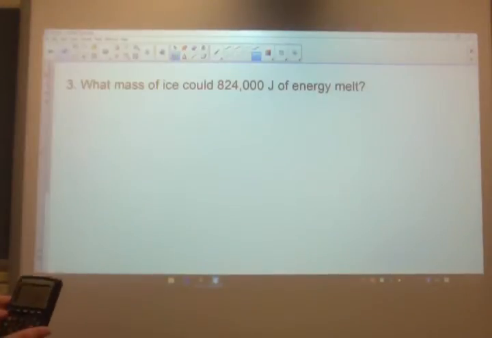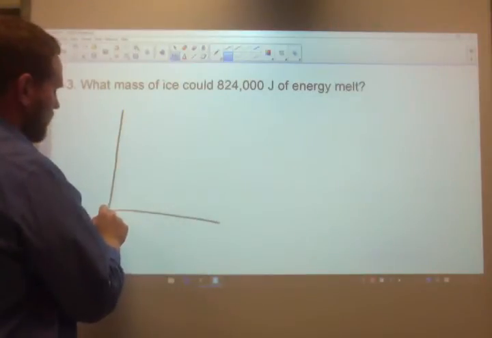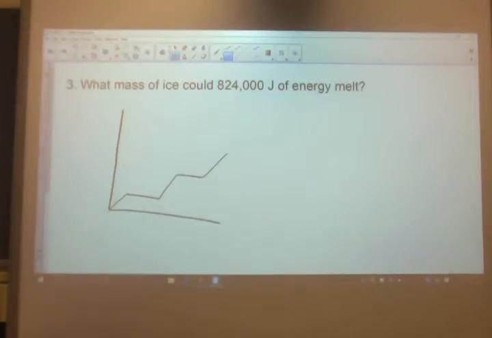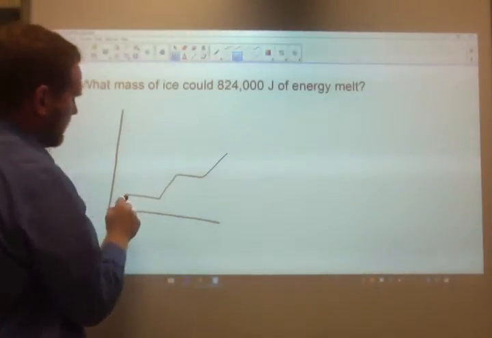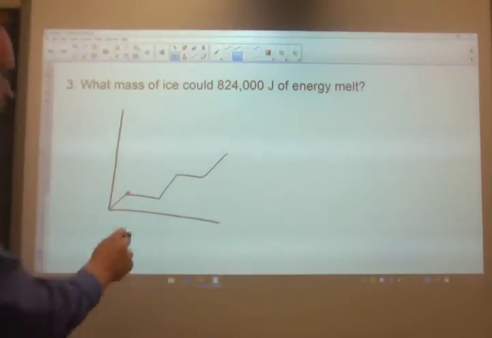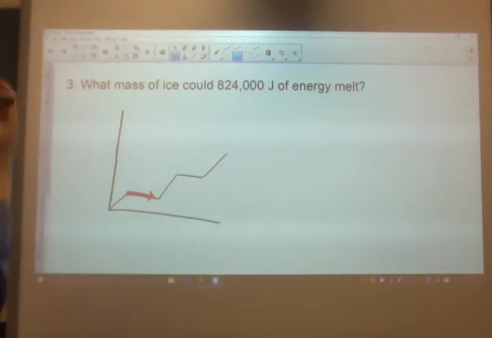What mass of ice could 824,000 joules of energy melt? All right. Well, let's draw our heating curve. 1, 2, 3, 4, 5. Okay, so let's see where we're starting from. Now we're starting with ice, but I don't tell you anything about a temperature, so I'm not going to assume it starts anything less than 0. I'm just going to say it's starting as 0 degree ice. It's ready to melt, and I'm going to be giving it this many joules. So again, I'm just going to stick on this plateau until it completely finishes, or until I run out of energy.